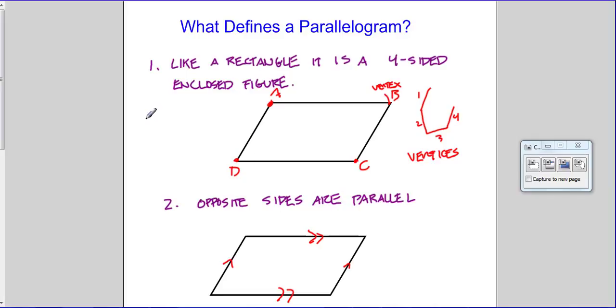So again, for example, we could call this parallelogram ABCD. Could call it A, D, C, B. There are many different combinations of names. You can start at any vertex and go clockwise or counterclockwise as long as you go to consecutive vertices. That is, consecutive means next to.